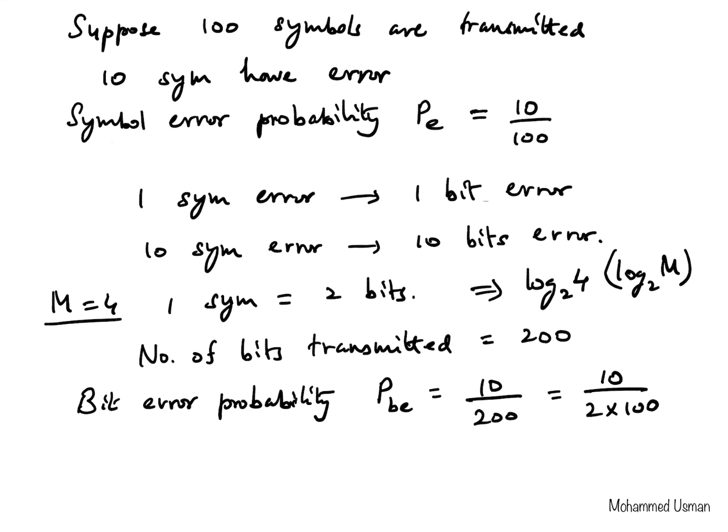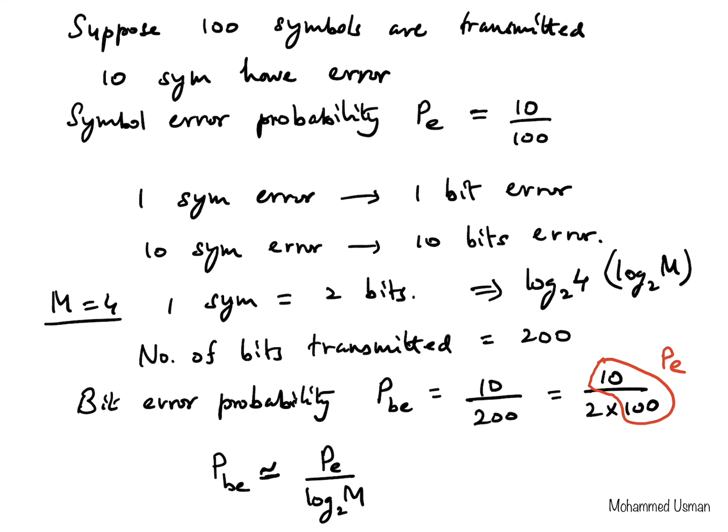So what we have here, I'm going to circle this 10 by 100. This is the symbol error probability, and this 2 here is nothing but logarithm to the base 2 of m. So the bit error probability PBE can be written in terms of the symbol error probability PE as PE divided by logarithm to the base 2 of m. Now this equal to that we have put here, I'm going to replace with an approximately equal to.